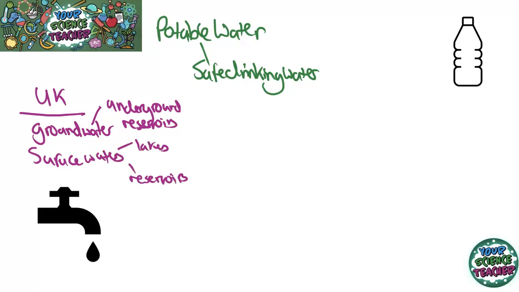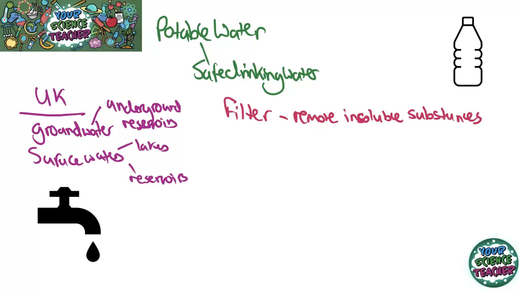Now, once we've collected our water from one of these sources, then we do a couple of things to it in order to turn it into potable water and make it safe for drinking. The first is we filter that water. The reason why we filter it is to remove any insoluble substances that might be in there. These can include rocks and sand and leaves or anything that has got into our water source.